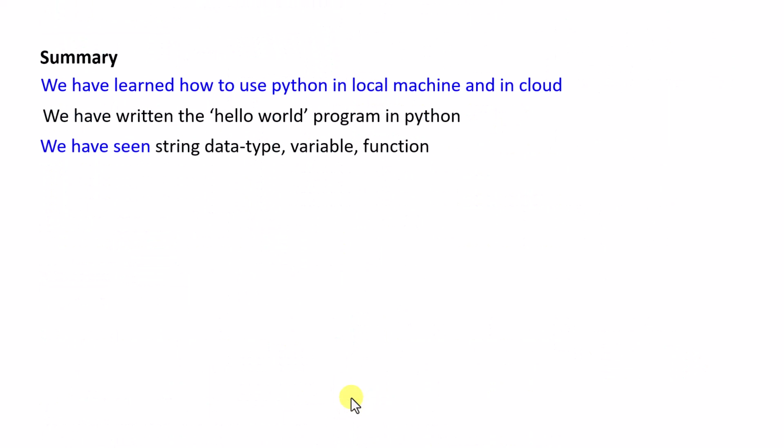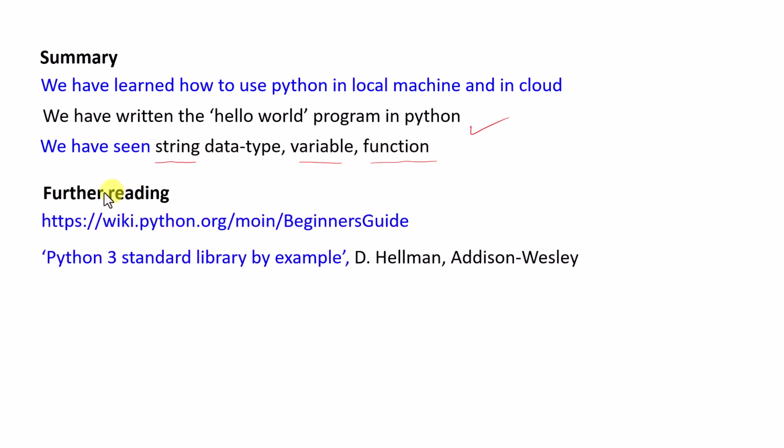Now to summarize this session, we have learned how to use Python in local machine as well as in cloud. We have written our first code, that is the Hello World code in Python. We now have some familiarity with Python string data type, variable, function, and keywords. Large number of Python books and web resources are available. You may visit this Python wiki and read some books such as Python 3 Standard Library by Hellman.